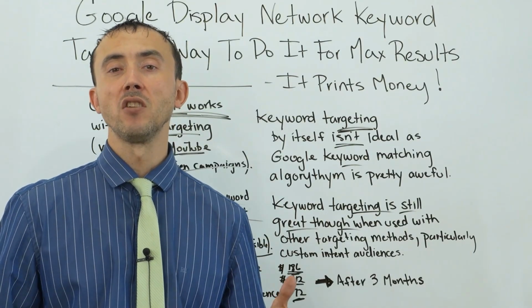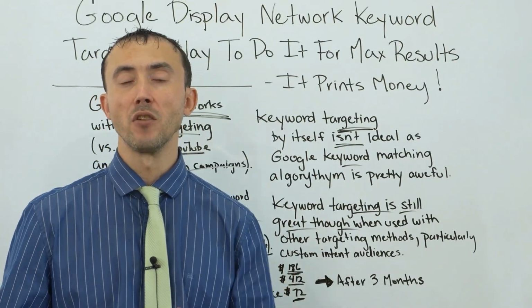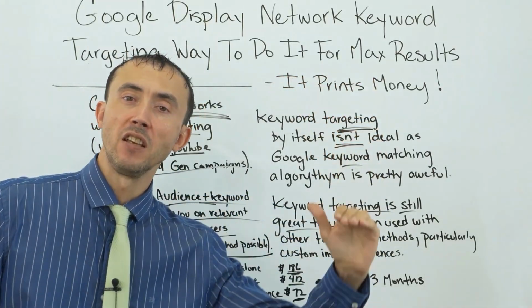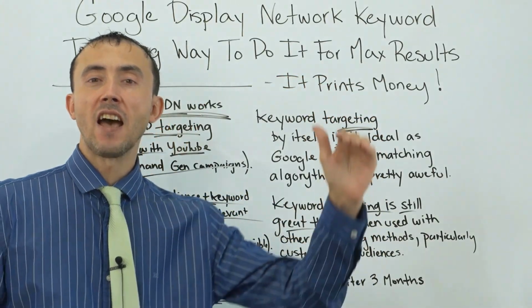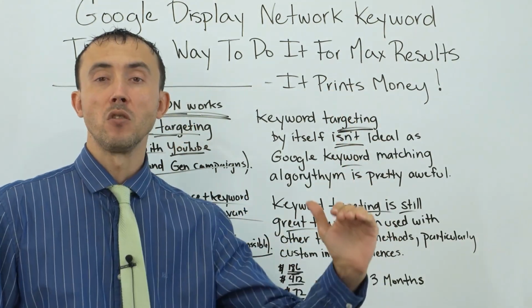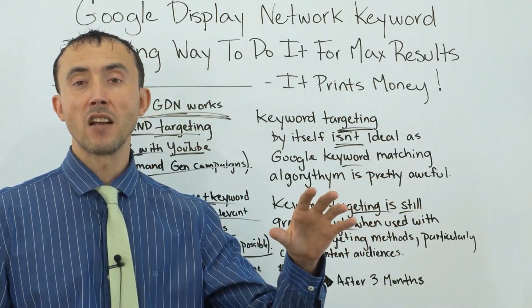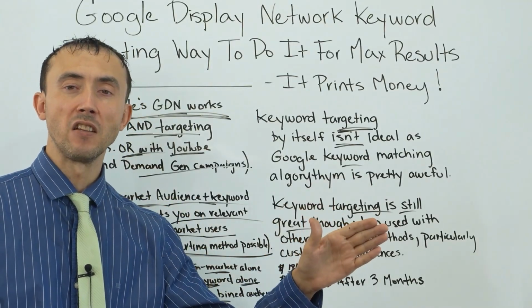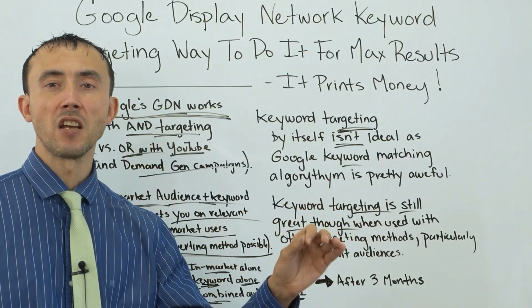The question is, what do you need to do to make sure you're getting on those pages? One method that you have is to literally make a list of every web page like that on the internet and just target those placements individually. If you can't do that because there's too many, then the second best option is to target in-market audiences with your keyword targeting in combination.